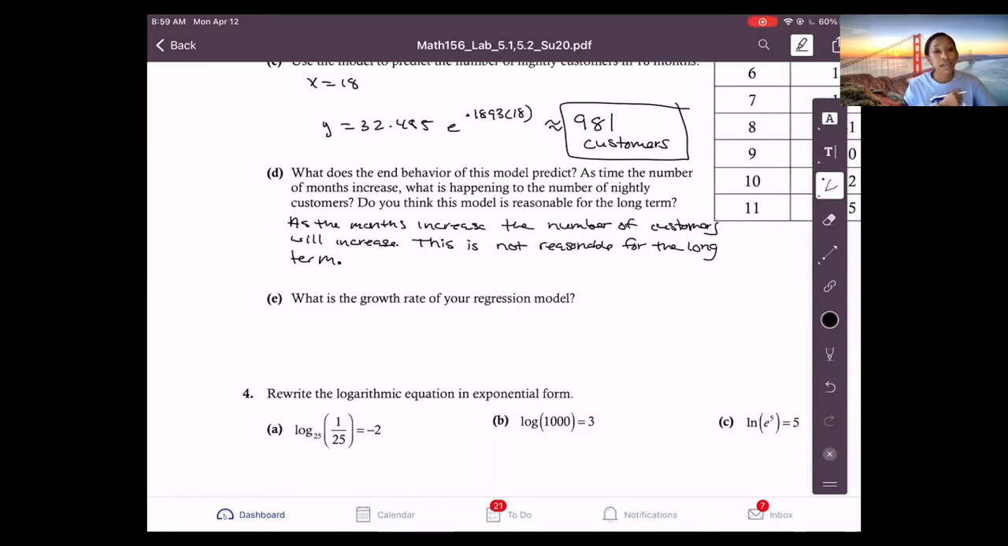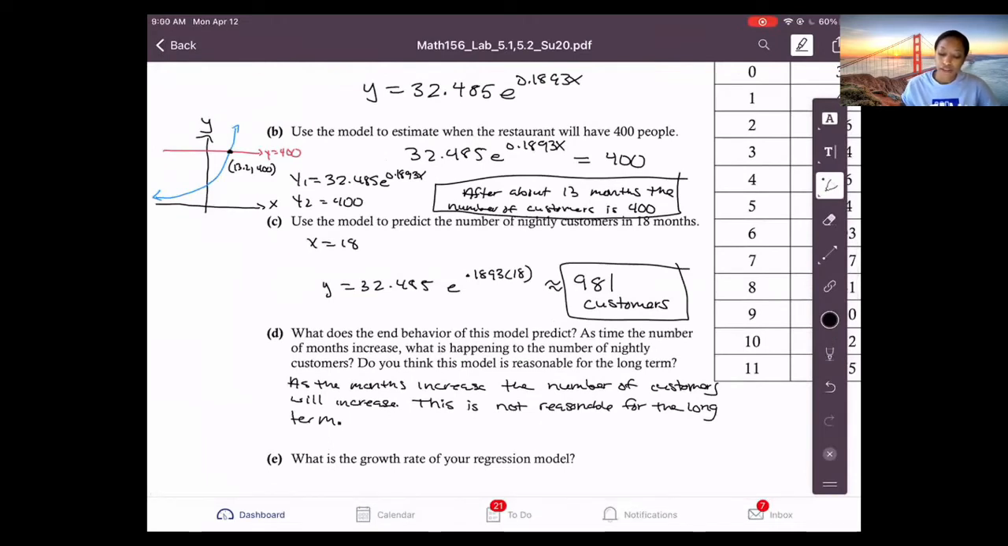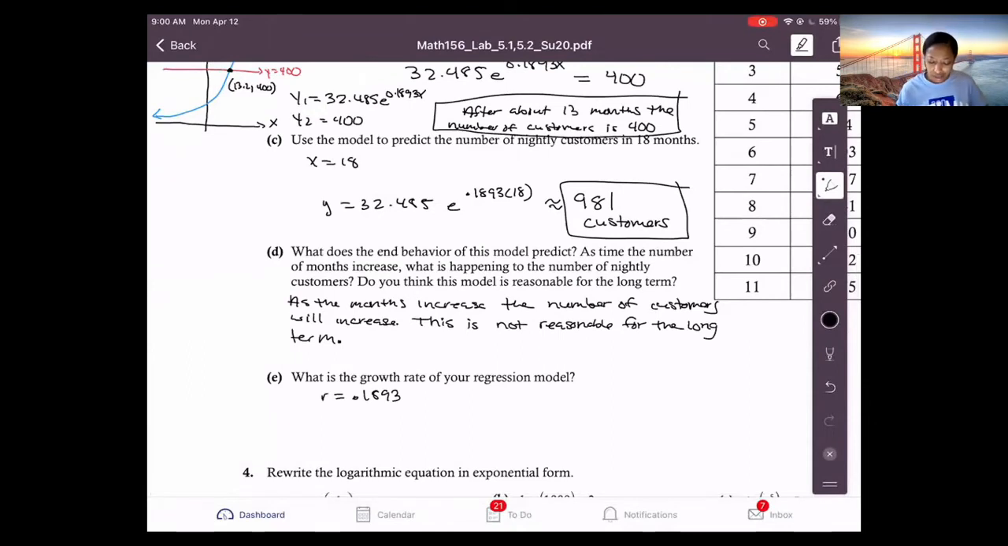And then the last part here, my favorite, what is the growth rate of this regression model? So we got this regression model up here, 32.485 e to the 0.1893. What number here tells us the growth rate? The exponent. Remember, we have r is 0.1893. And if you write that as a percentage, that's 18.93%. So this is saying that the number of nightly customers is increasing by 18.93% per year. All right.